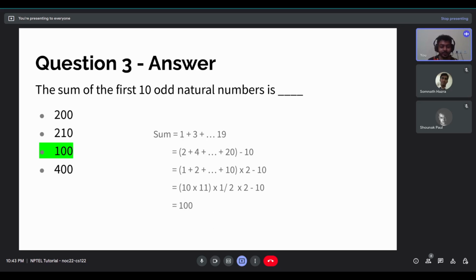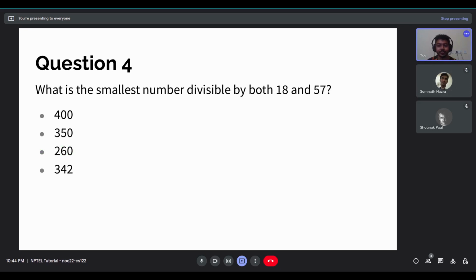Similarly, using this method, you can also calculate the sum of the first 100 odd natural numbers. Okay, any questions about this? Okay, I guess not yet. Okay, then let's move on to the fourth question.